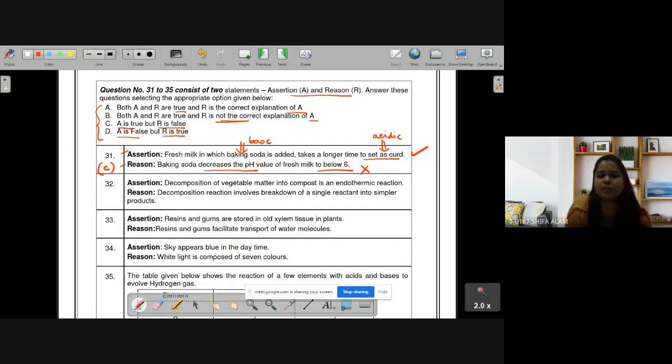The next question is, decomposition of vegetable matter into compost is an endothermic reaction. No, it is an exothermic reaction. So assertion is a wrong statement. Now let us read the reason. It says the decomposition reaction involves breakage of a single reactant into simpler products. Yes, AB being a reactant, it decomposes into A and B. So the reason is a correct statement. Assertion is wrong, but reason is correct. So it should be option D. A is false, but R is true.